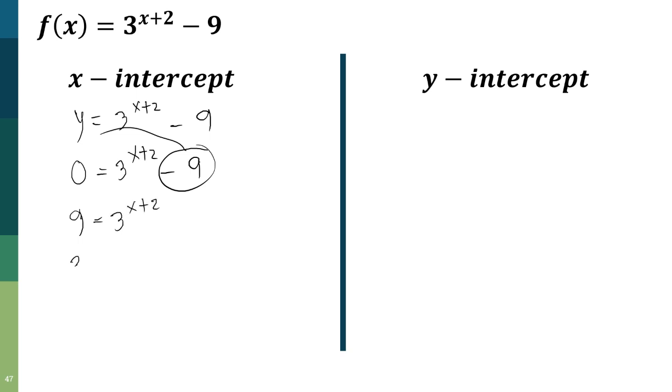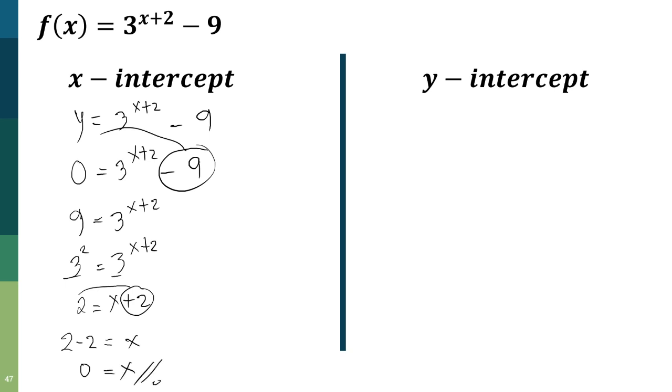Okay, 9 is a perfect square of 3. That is 3 squared equals 3 raised to x plus 2. Alright, so since we have the same bases, we will focus on the exponent. That is 2 is equal to x plus 2. We will transfer positive 2 to the other side of the equation for us to have a value of our x. That is 2 minus 2 is equal to x, and that is 0 is equal to x, and that is our x-intercept.